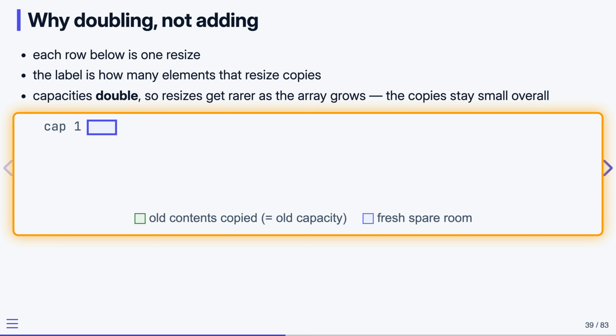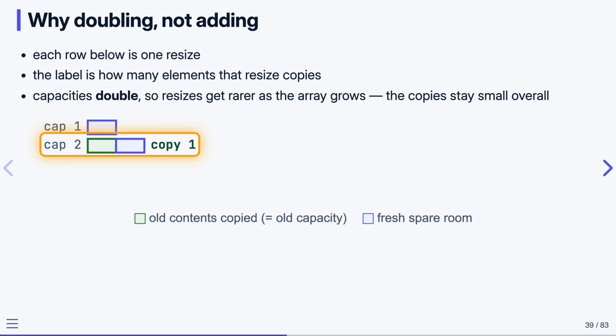Look at this picture. We start with a seed block of capacity 1. Each resize doubles the capacity. The amber part is the old contents we copy over. The blue part is fresh spare room. Let's reveal the resizes one at a time.